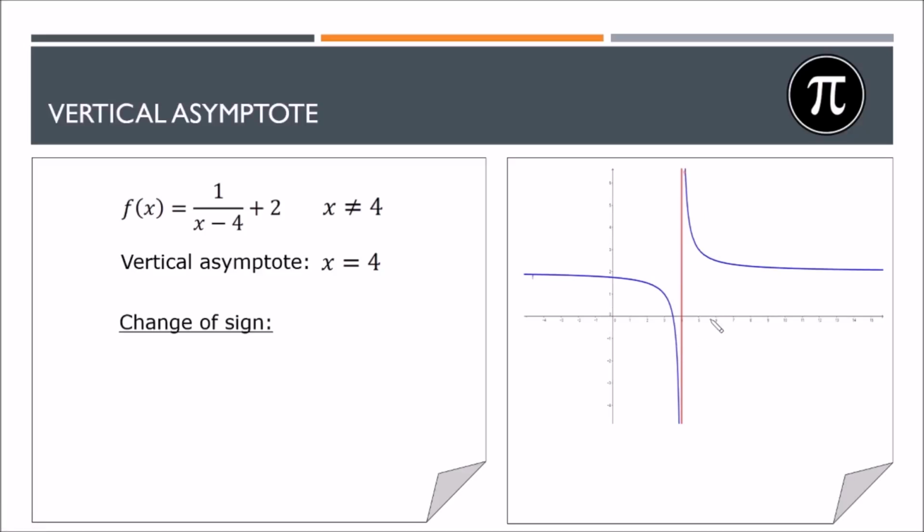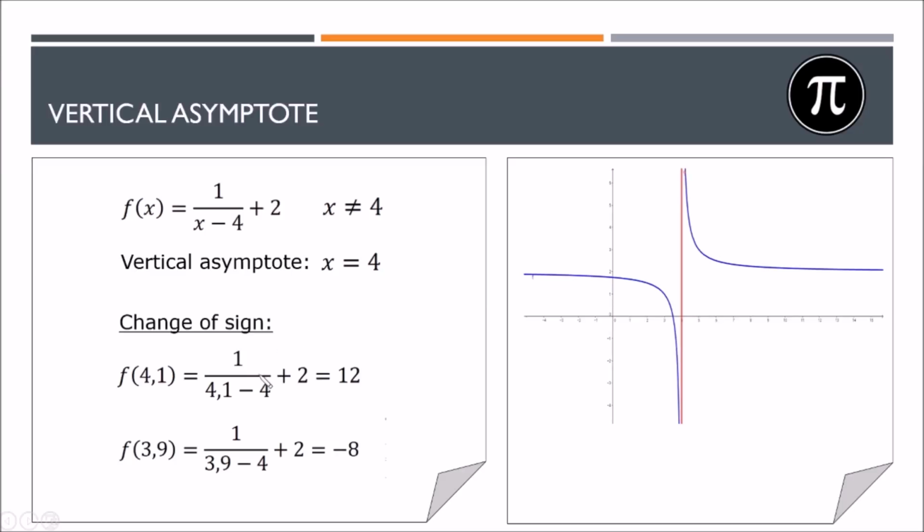We can calculate that by taking values right and left to the asymptote and insert them into the function. We choose the values 4.1 and 3.9 and insert them into the function. As results we get 12 and minus 8. So we can see that we have an asymptote with a change of sign.